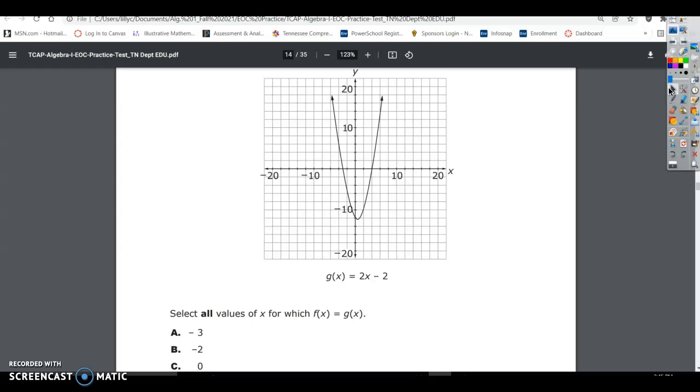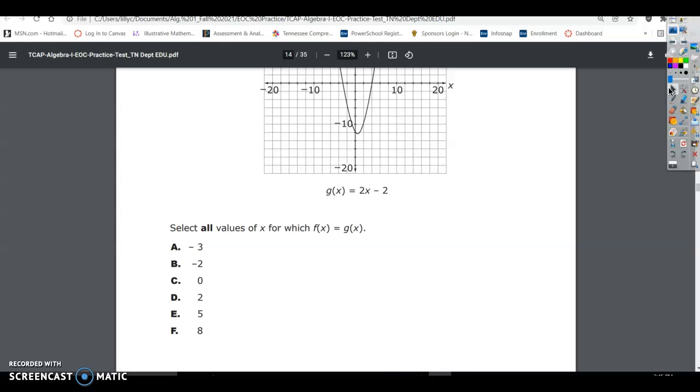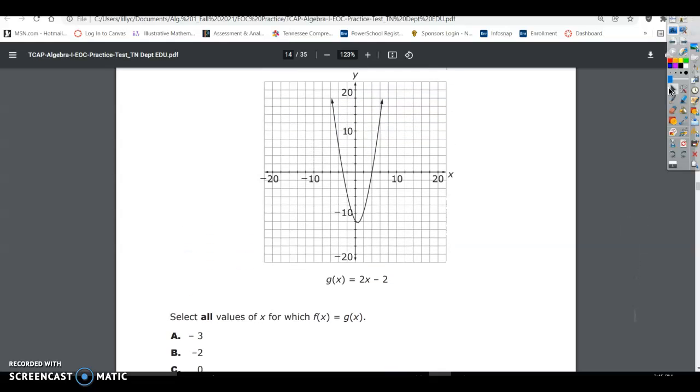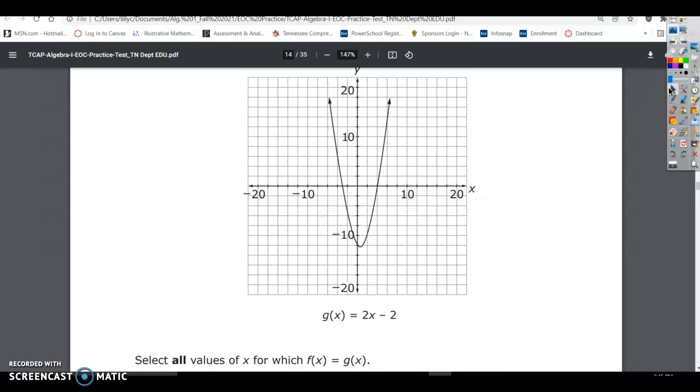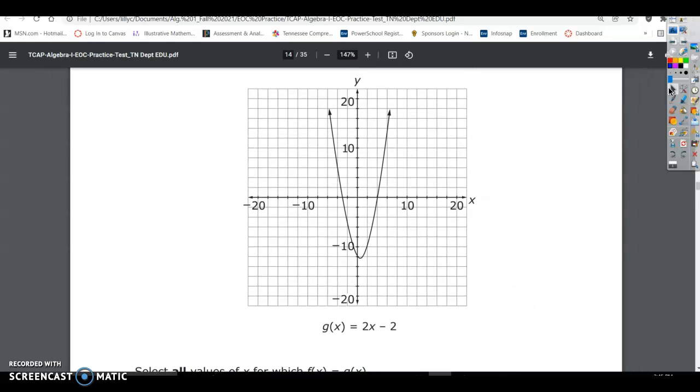Select all values of x for which f of x equals g of x. Alright, so you can see we've got lots of choices there. So I'm going to blow this up a little bit to try to make it a little bit easier for me to graph on the screen so we can see what this is. So f of x and g of x, I need to graph g of x so that I can see where they intersect, because the intersection points of the two functions will be the solutions.